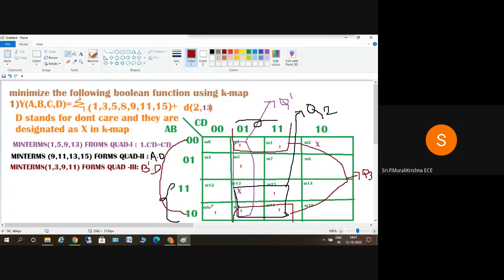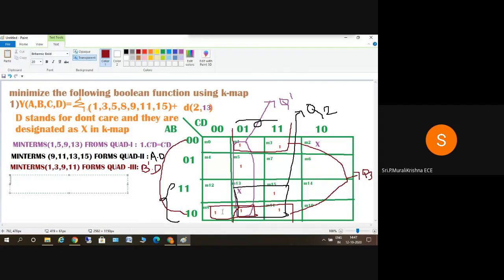Okay, so what I'll do, I'll make a pair here. So this M8 and M9 can be made as a pair here. Okay, because even though it is overlapping, it is covering the uncovered term here. So minterms 8 and 9, 8 comma 9, it forms a pair. Okay, so what is the value? When I'm having the pair, only one literal will be eliminated. So we'll be having 3 literals here.